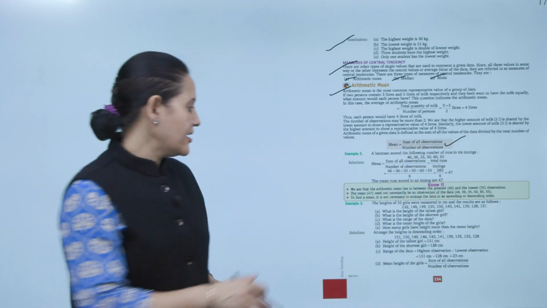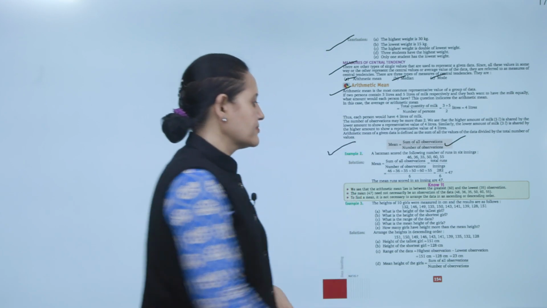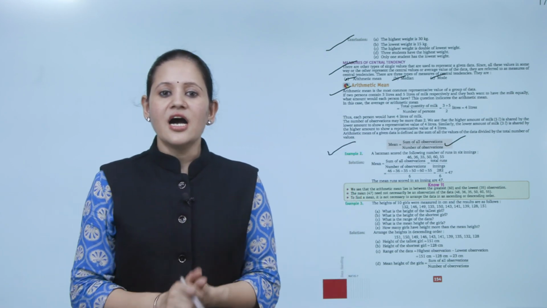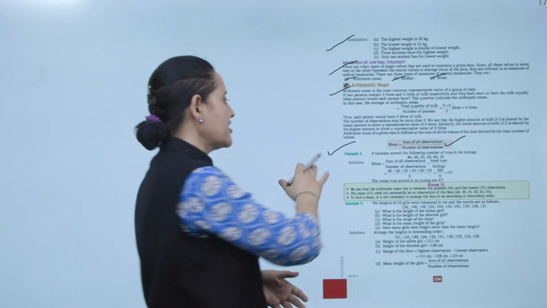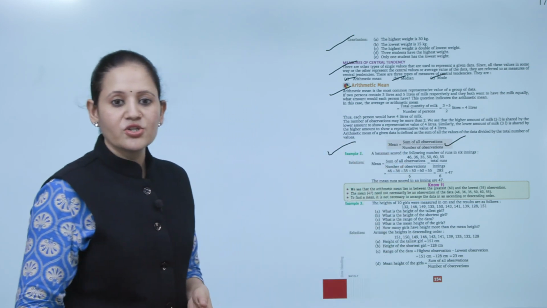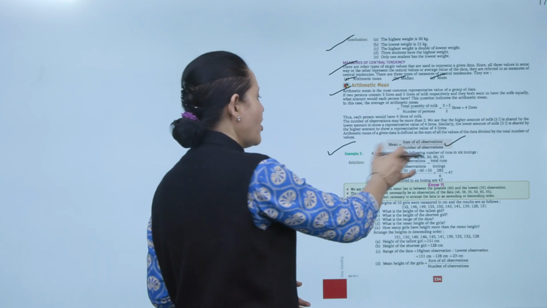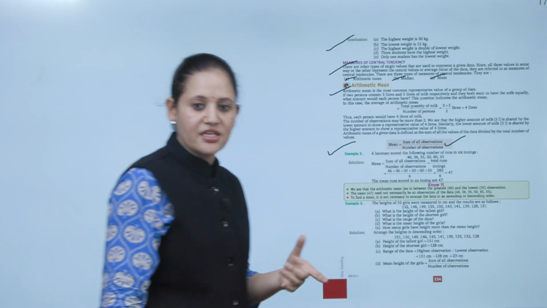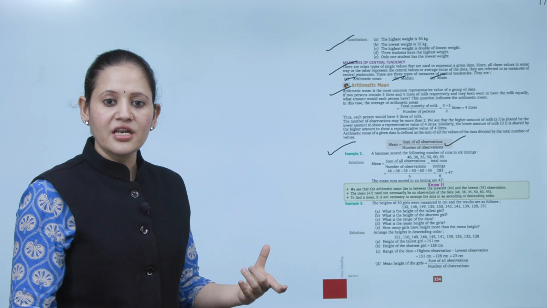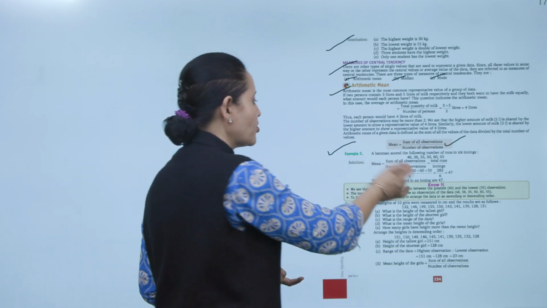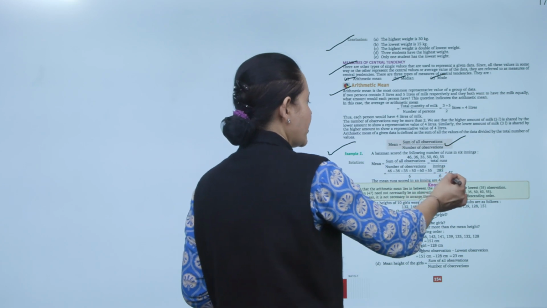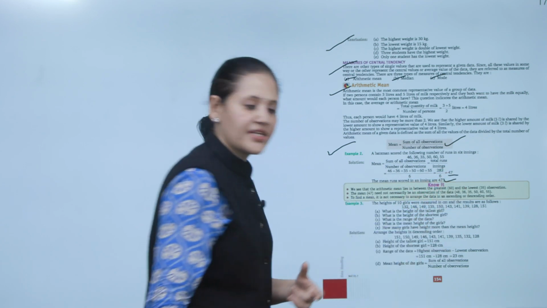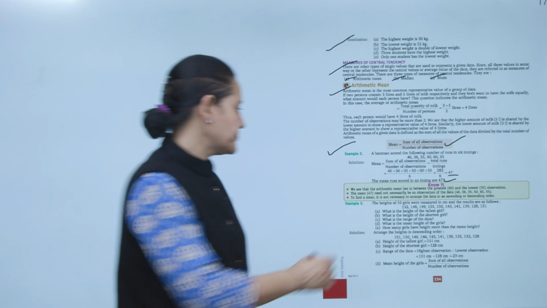Now we'll take an example here. A batsman scored the following number of runs in 6 innings. So these are the runs, and we have to find the mean. That is equal to the sum of all observations upon the number of observations. So total runs upon innings. So we total the runs, that is equal to 282 upon 6 innings. So 47. That is the mean. Clear? Next, know it.